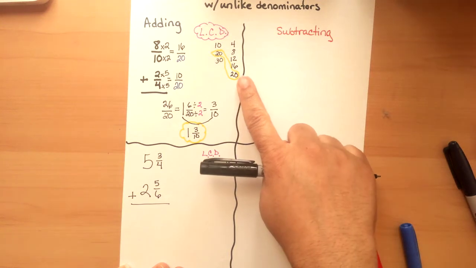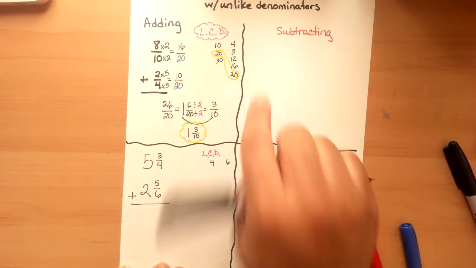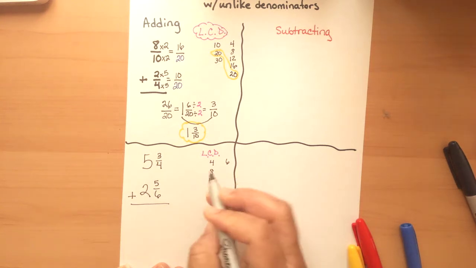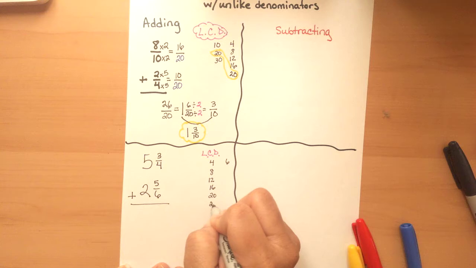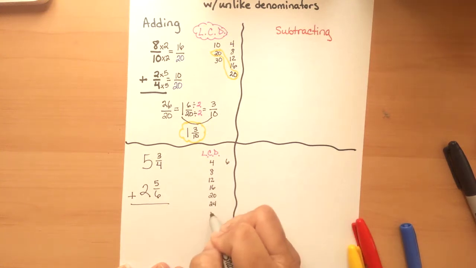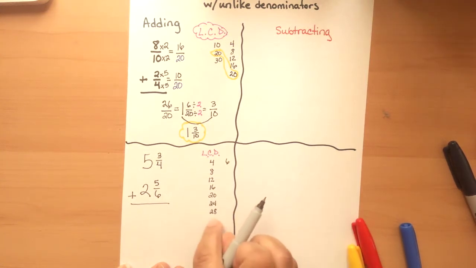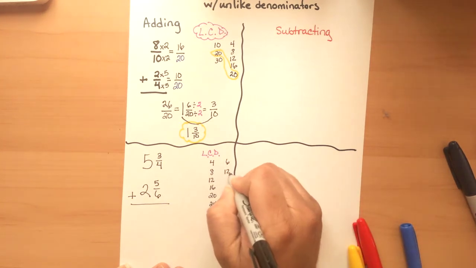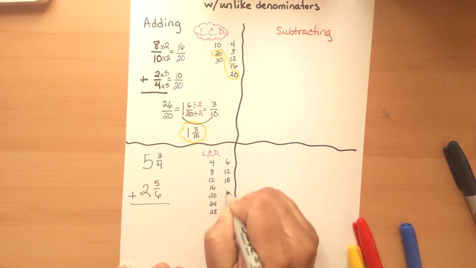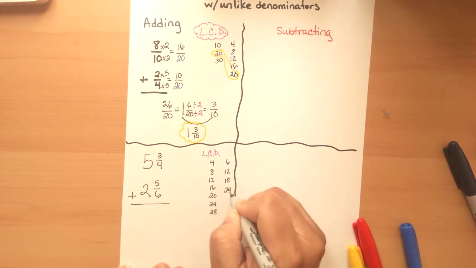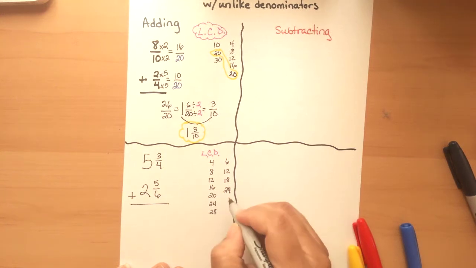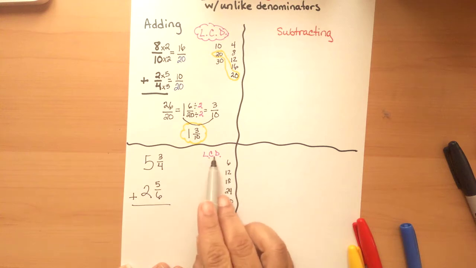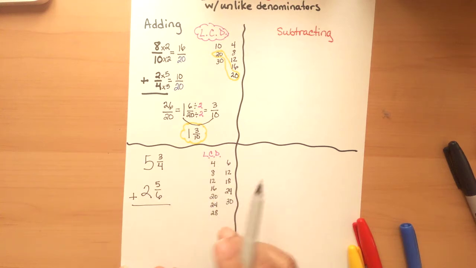I can always look up here to help me with my multiples if I forgot them. So 4, 8, 12, 16, 20, 24, and I'm just going to go one more, 28, because that's the seventh multiple. Now I go by 6. 6, 12, 18, 24, and just for fun, I'm going to go one more to 30. I see right now that I have an LCD of 24.